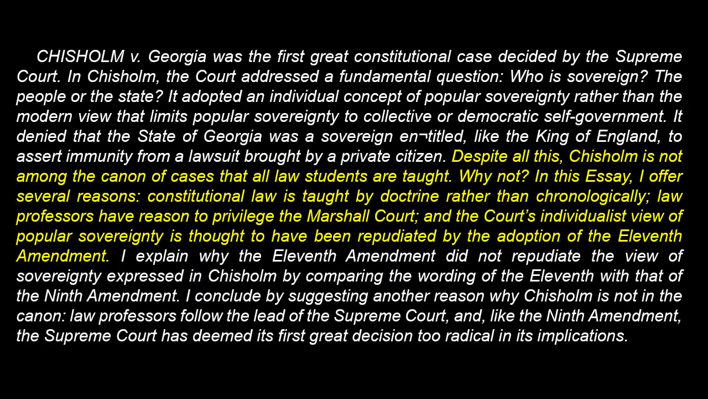Chisolm versus Georgia was the first great constitutional case decided by the Supreme Court. In Chisolm, the court addressed a fundamental question: who is sovereign, the people or the state? It adopted an individual concept of popular sovereignty rather than the modern view that limits popular sovereignty to collective or democratic self-government. It denied that the state of Georgia was a sovereign entitled, like the King of England, to assert immunity from a lawsuit brought by a private citizen.